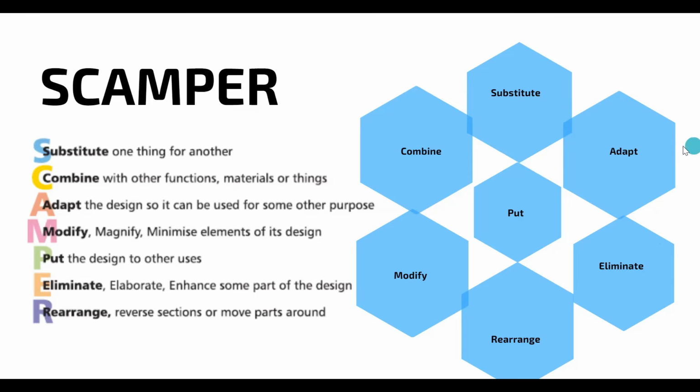And the next is put to another use, in which you can ask whether you can use this product somewhere else, perhaps in another industry. The second to last is eliminate: how could you streamline or simplify this product? And the last is reverse, which asks what would happen if you reverse this process or sequence things differently. So this was SCAMPER.